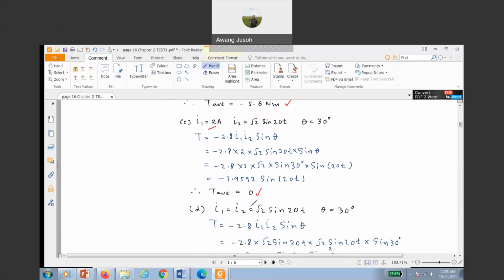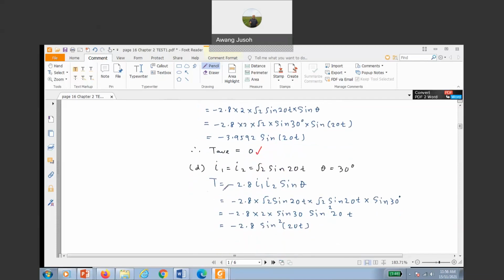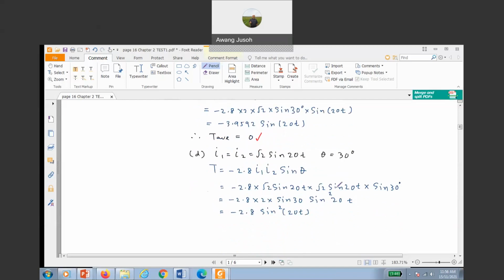Okay, number D, we inject both currents I1, I2 with a sinusoidal current with an amplitude of square root 2, sine 20t. And then we substitute this current into the torque equation, right? Then we have here sine 20t times sine 20t becomes sine squared 20t, like that. Then you can use the identity there to solve the problem, right?